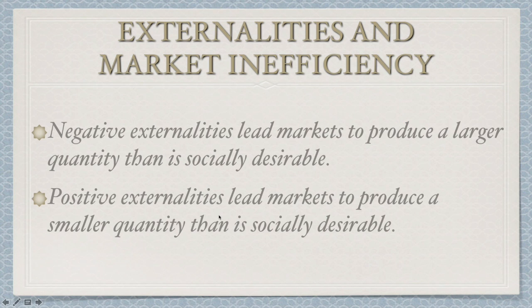So we're going to focus at first on negative externalities. Negative externalities lead markets to be inefficient because the market ends up producing a quantity larger than is socially desirable. Positive externalities lead the market to be inefficient by producing a quantity that is smaller than is socially desirable.